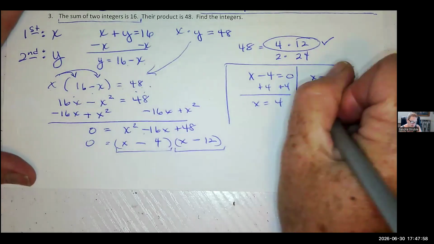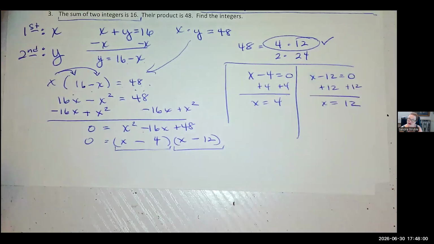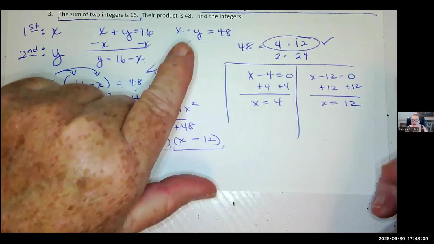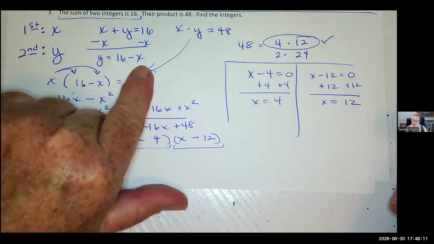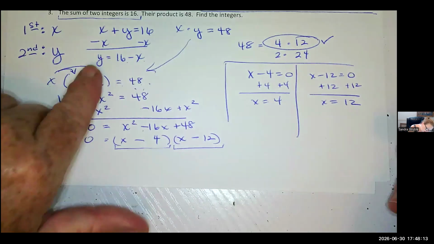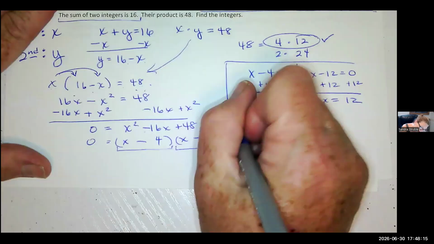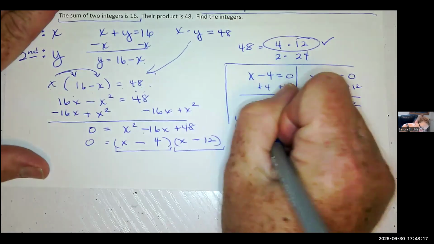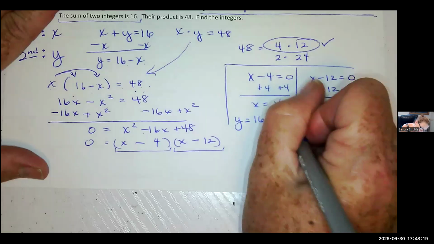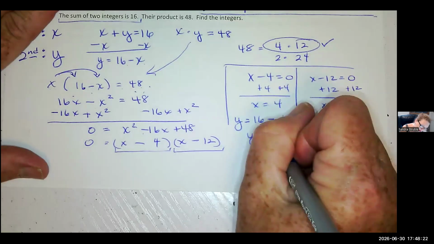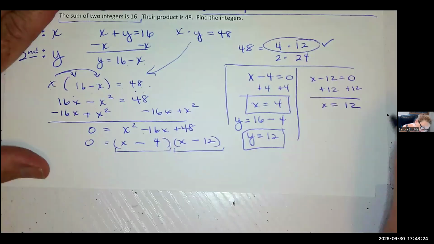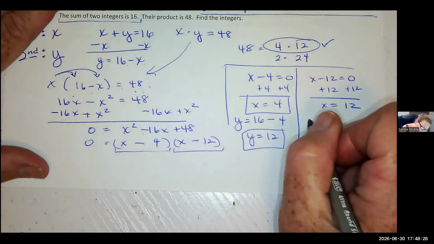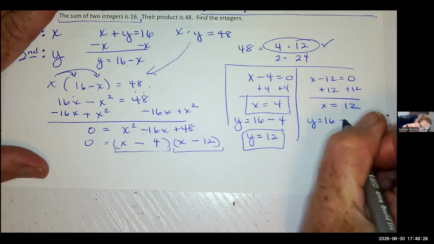All right, that finds one of my integers. I need to find the other integer because there's going to be a second one for each of these. And now's when I can come in and go, okay, 16 minus x, because now's when I have to use this part because I've already solved for y. Y equals 16 minus the 4. So y equals 12. X equals 4, y equals 12. For x equals 12, we're going to go y equals 16 minus 12. So y equals 4.